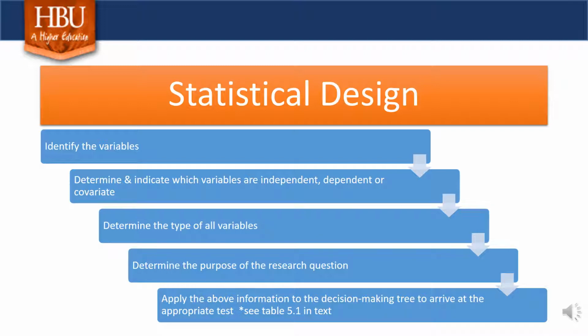I want to draw your attention to a brief discussion about statistical design. In your text in table 5.1, there's a statistical test decision-making tree. It is essentially a consideration of these components: identifying our variables, determining and indicating which variables are independent, dependent, or covariate, determining the type of all of our variables, the purpose of the research question, and then applying that information to this decision-making tree. It is super helpful, again, table 5.1, in helping us determine those group differences and ultimately prediction of group membership, as well as the structure of our statistical design. For visual learners, additionally, this chart provides a very helpful way to see statistical design laid out.